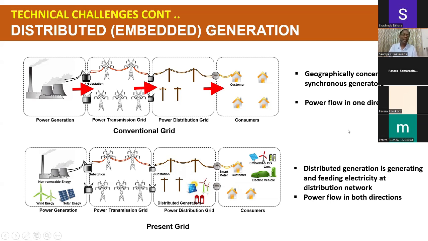Then you see the power flow happens in both directions, from upwards to downwards and from downwards to upwards. So this is called distributed generation, the effect of distributed generation. Then you see, because of the principles of system control, demand and supply balancing, it is a challenge.